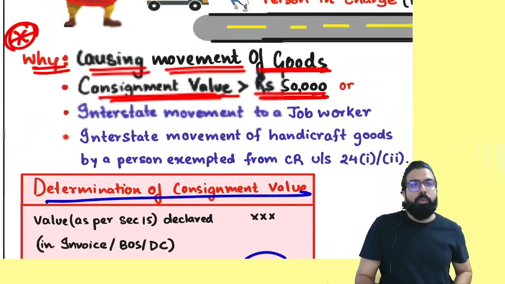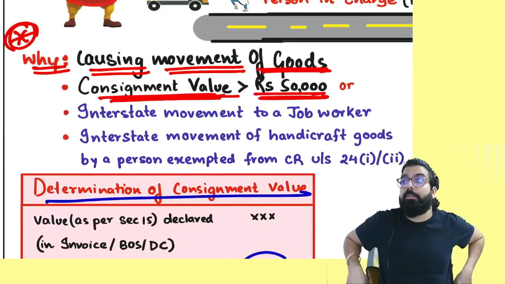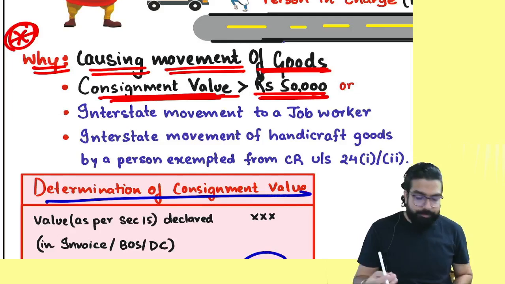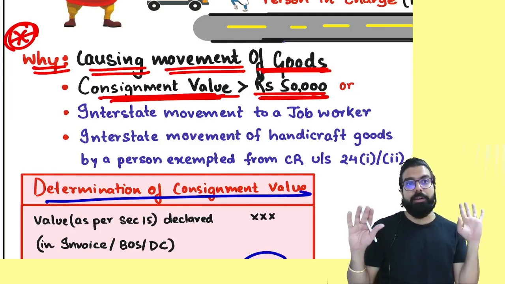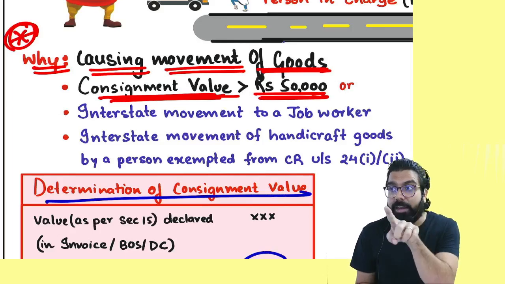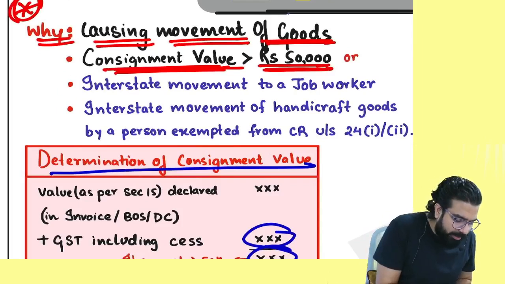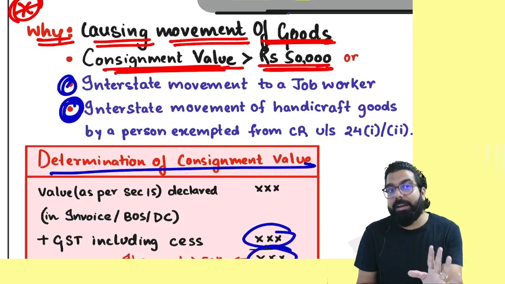So remember one thing, whether I am doing intrastate movement or interstate movement, if the consignment value is more than 50,000, then an e-way bill is required. Up to 50,000, not required. More than 50,000, required. How will you determine that 50,000? Include GST, but exclude exempt supply. In these two cases, the e-way bill is mandatory.